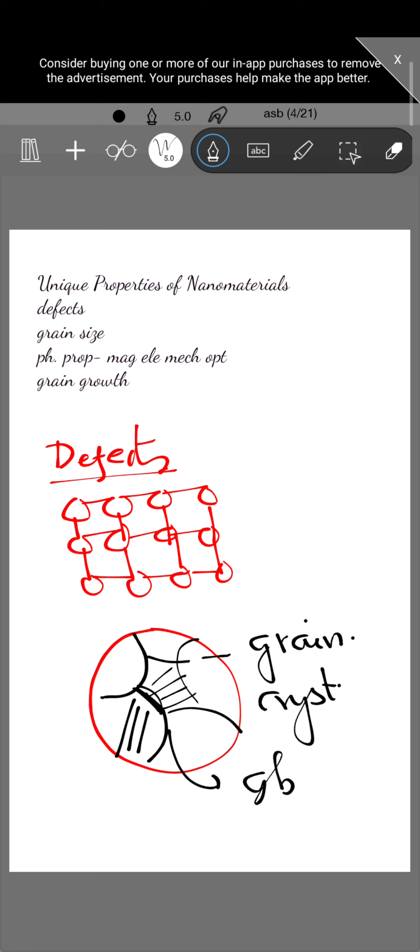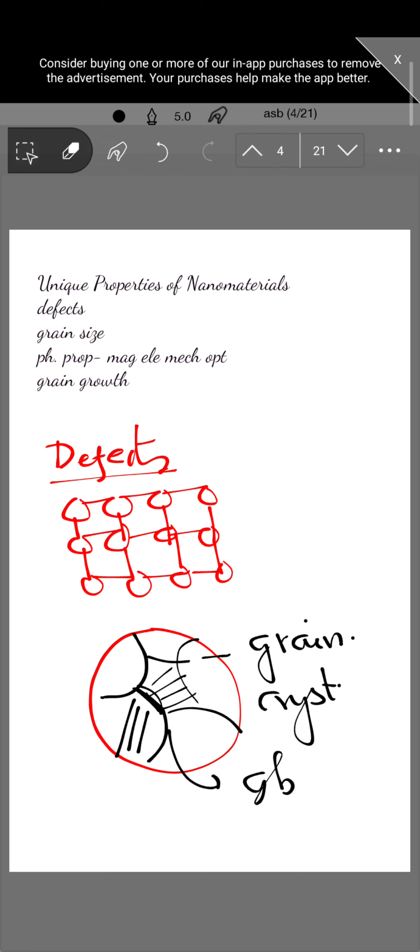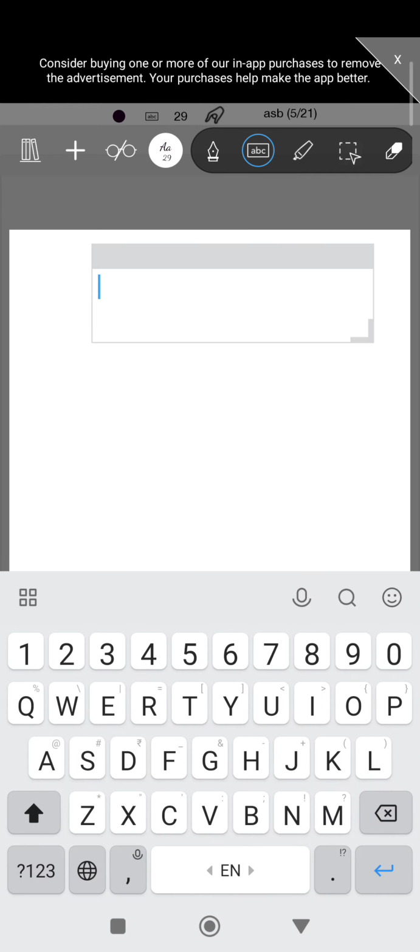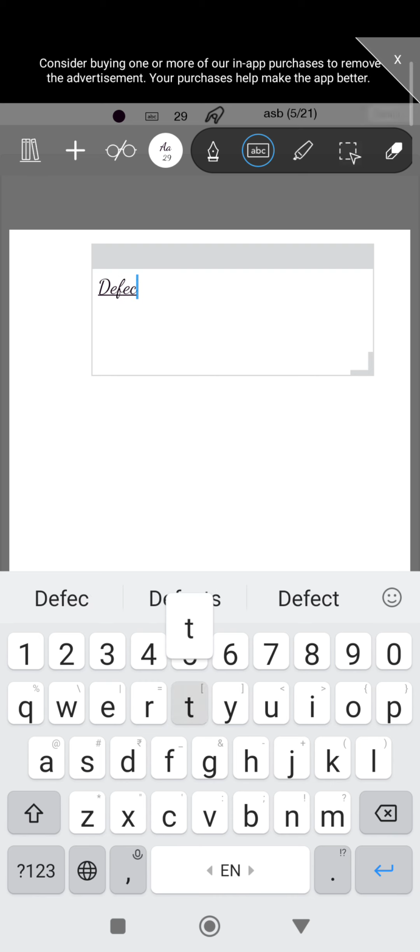Whenever there is a set of atoms, there cannot be any material without any defect, and these defects can be classified into different types based upon the material in which we are concentrating. So, let's say, defect types.